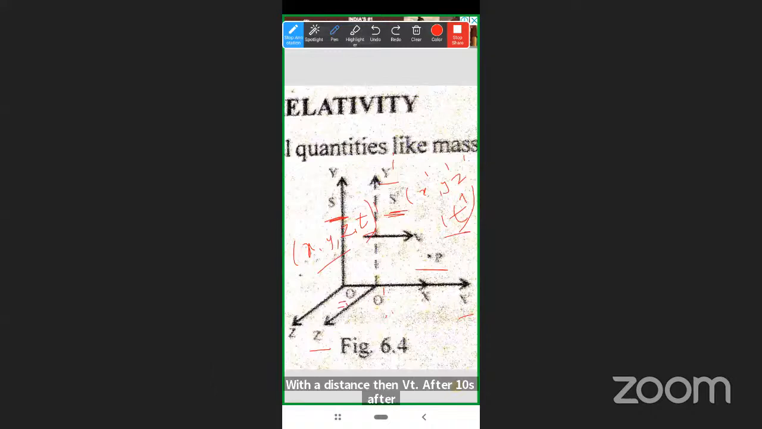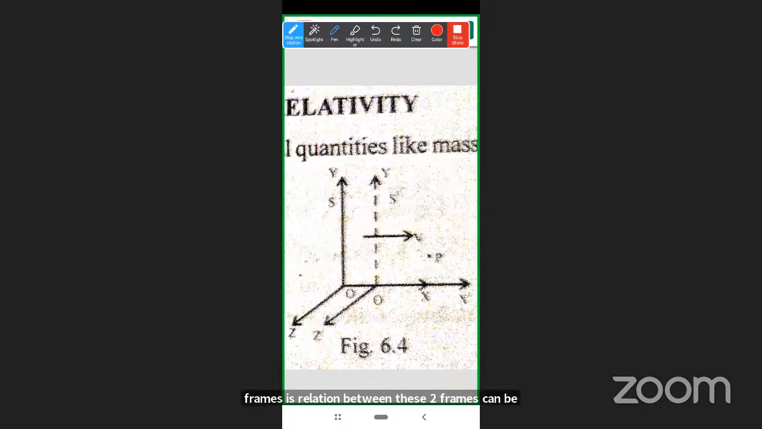After t seconds, this frame moves a distance vt with respect to the S frame. Then the relation between these two frames can be written as x dash is equal to... Let us see the S frame. Let us consider one point P. This is the distance x in the S frame, and in the S dash frame the distance is x dash.